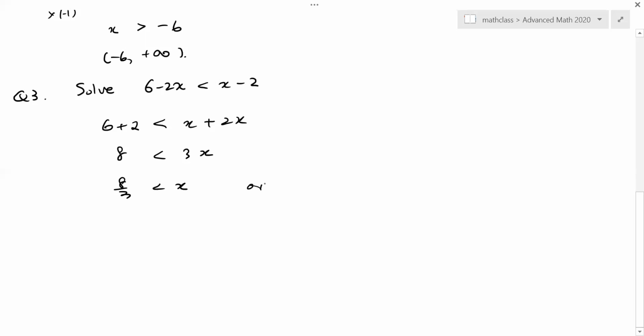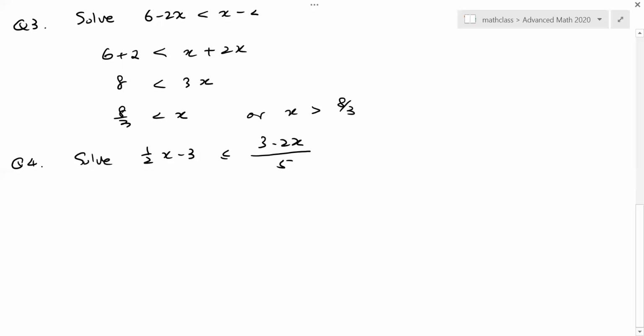You can say, x greater than 8/3. So the traditional way is x is always on the left side and the number is on the right hand side. So this is the answer. Now let's try a slightly more complicated problem. You have 1/2 x minus 3 less than or equal to 3 minus 2x divided by 5. Okay, let's try this. I want you to do this.